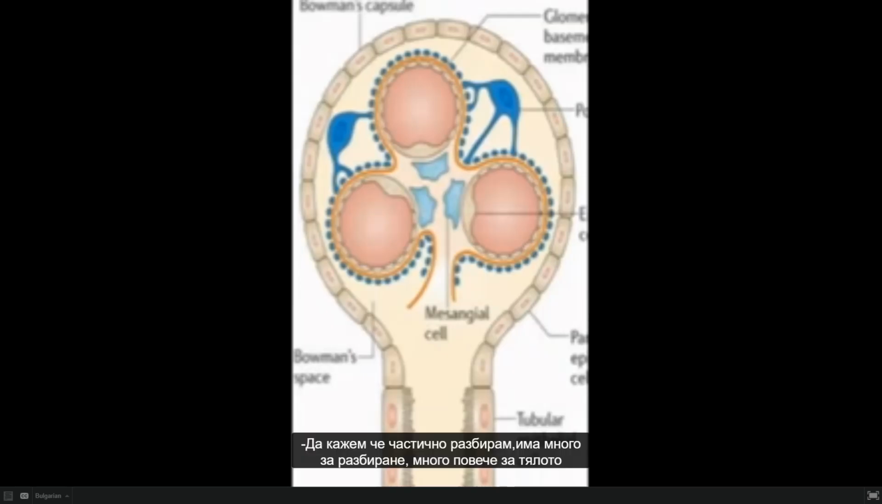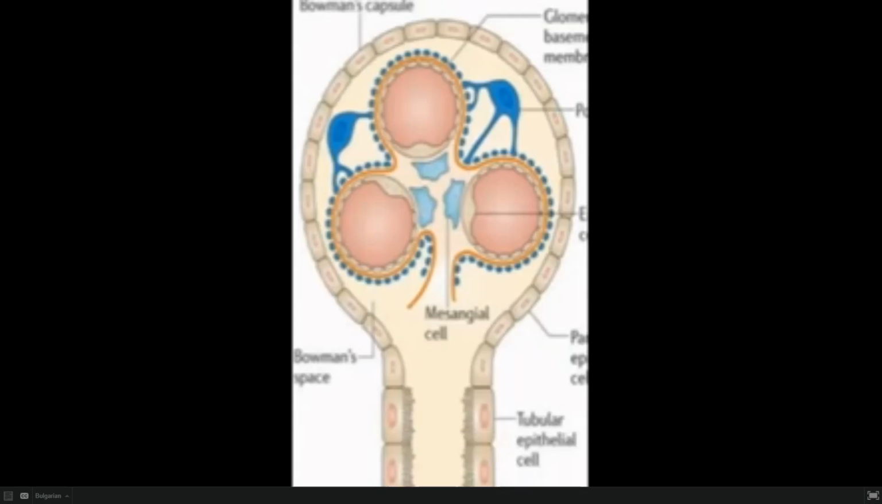Partially, let's say. There's a lot to understand about this, a lot more about the body than I ever expected to encounter. Thank you very much for all these explanations. It's amazing how clearly you can present this fairly complex medical material.